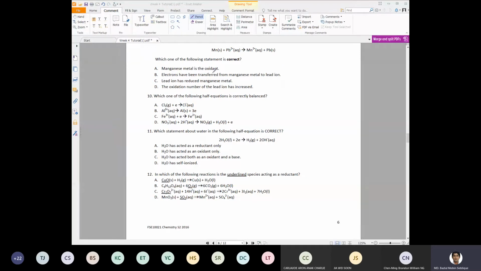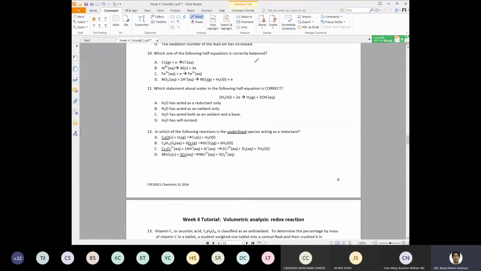Manganese cannot be an oxidant because it itself becomes oxidized. So it's the reductant, yeah, that's true. And another thing is electrons have been transferred from manganese metal to lead ion. That is true because lead needed the 2 electrons to become 0 charge, and this 2 electrons were provided by manganese, and that is how manganese became 2 plus. So this is the correct answer.